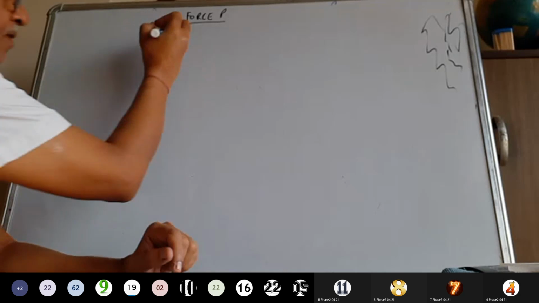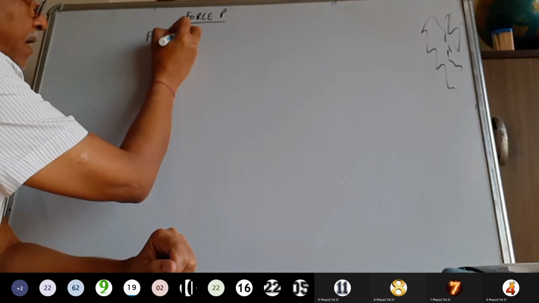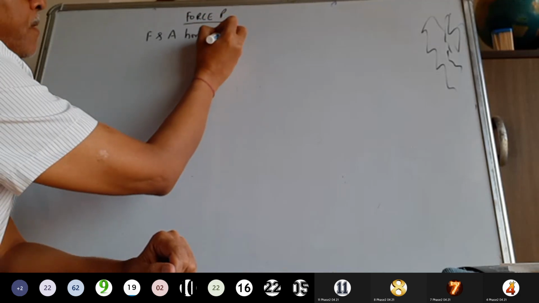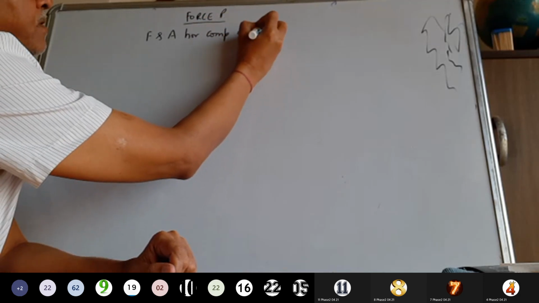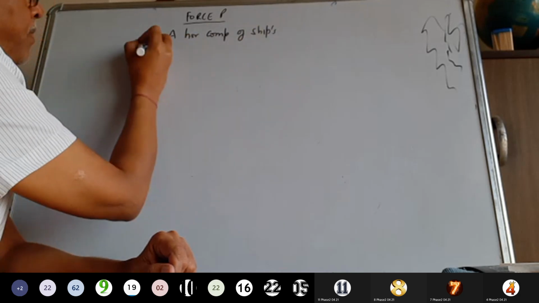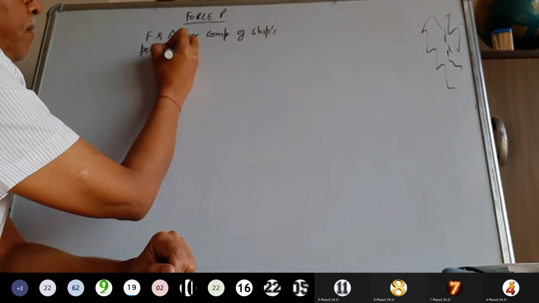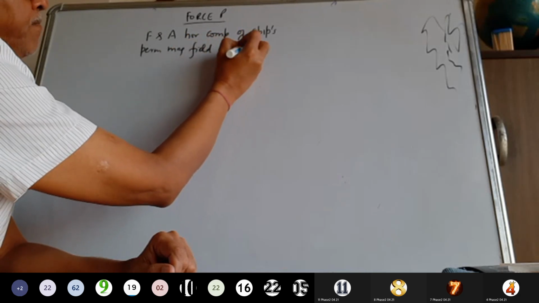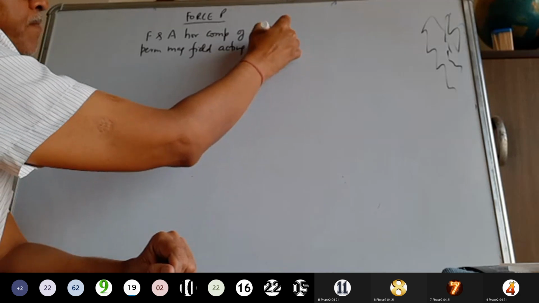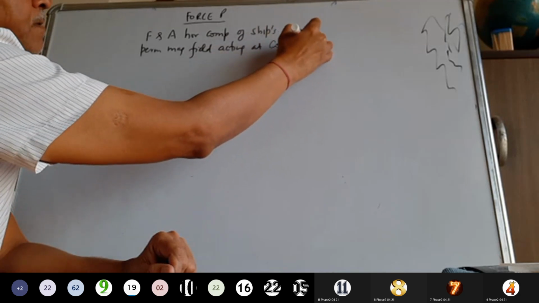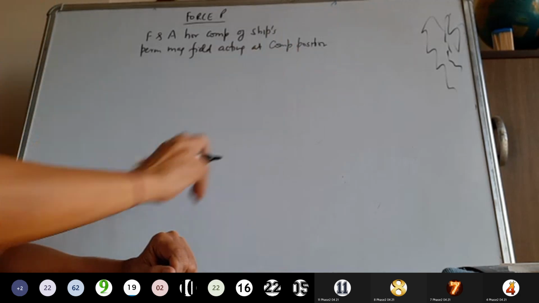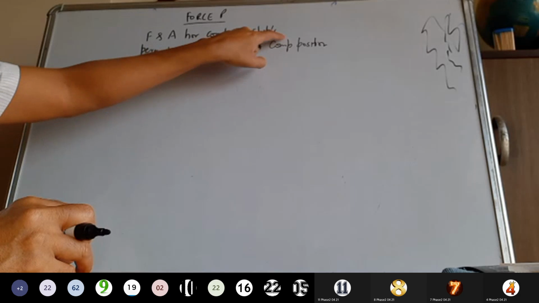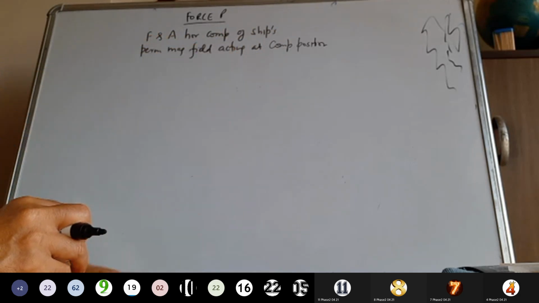So what is the force P? First, P, yesterday we have written it. It is the horizontal component of ship's permanent magnetic field acting at the compass position. So it is the horizontal component of ship's permanent magnetic field acting at the compass position.